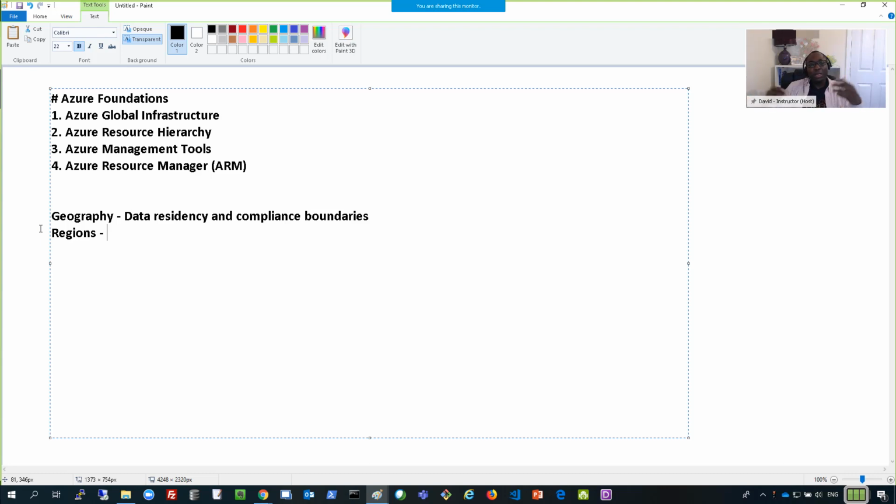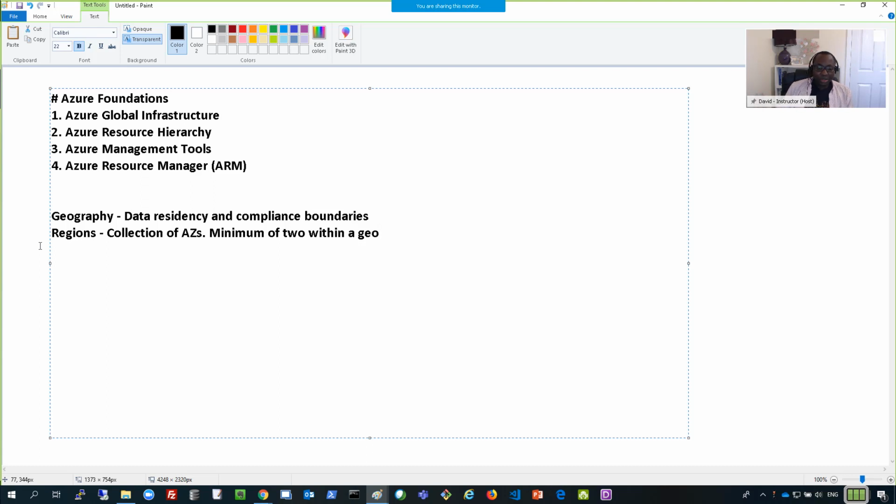Exactly. So a region is, I'll call it, a collection of availability zones, data centers in that area, within a geography. And typically how many regions would we have in a geography? At least two. That's it. So a collection of AZs, availability zones, minimum of two within a geography.